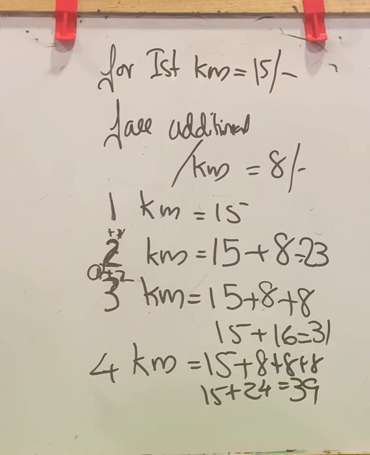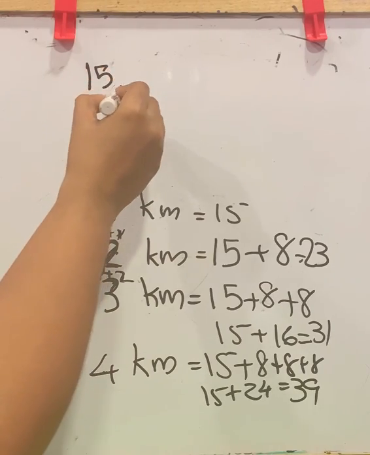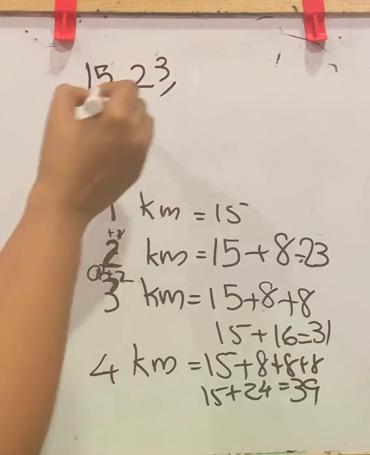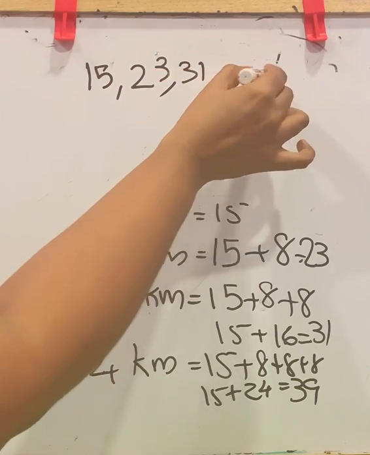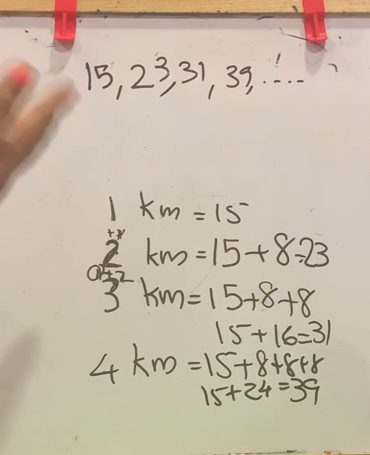It continues. Is this an AP or not? Let us write it. First value was 15. Second is 23. Third is 31. Fourth is 39 and so on. Yes, it is an AP.